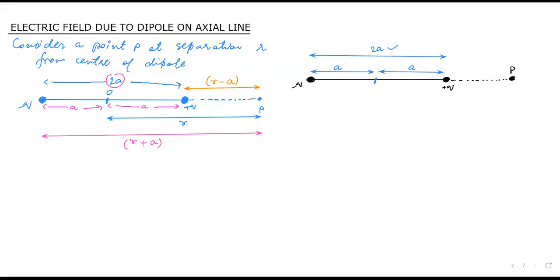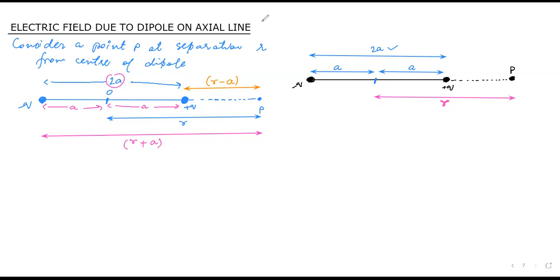Now, we are taking one another thing, which is the distance from the center of the dipole, because all of the distances are measured from the center. So the distance from the center of the dipole to the point P is R. These are the basic information which we are taking here.